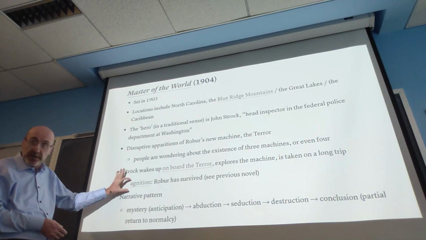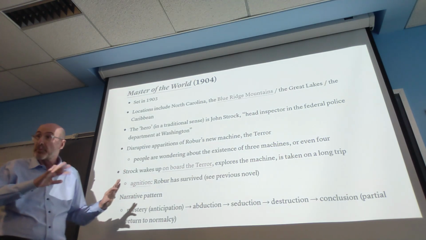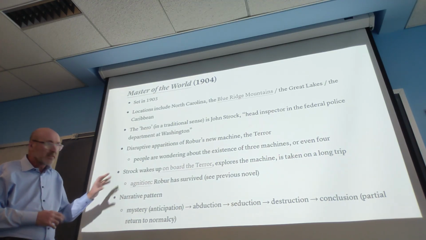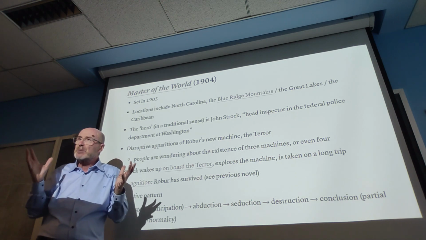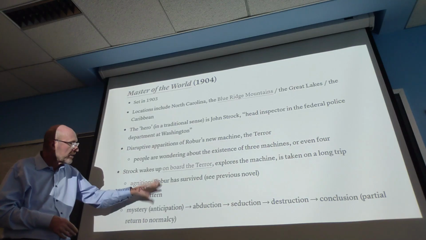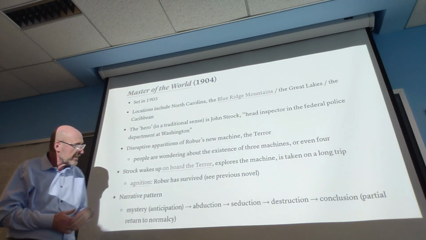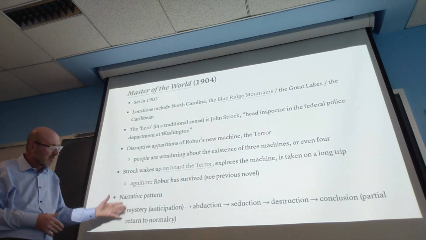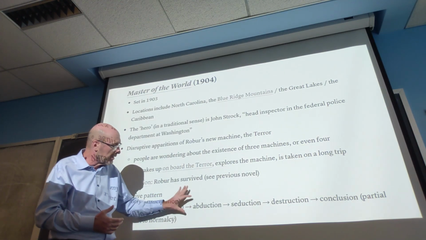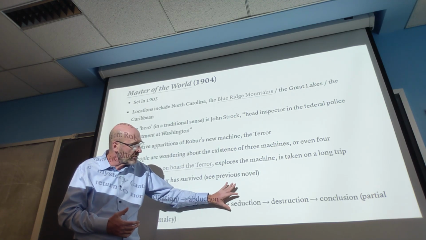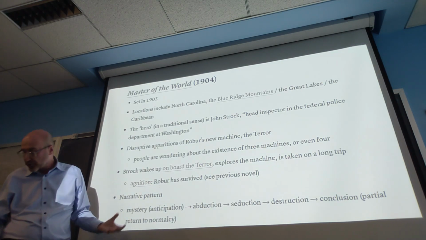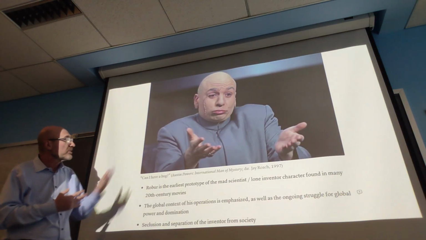Recognition is a trope popular in literature of the past, from Homer, the Odyssey, to the 19th century. The idea is that someone who was believed to be lost or dead comes back and is recognized. In this case, they recognize this as Robur, who has survived from the previous novel. Same narrative pattern: mystery, anticipation of the technology, abduction of the hero, seduction and fascination, followed by destruction of the technology, and the conclusion is a partial return to normalcy because it's impossible.